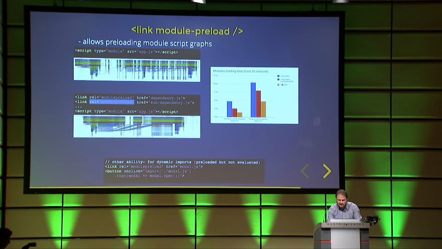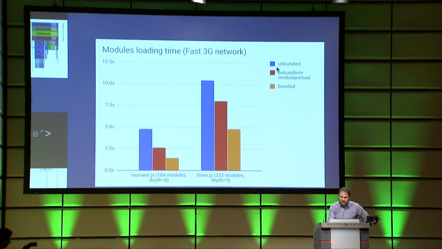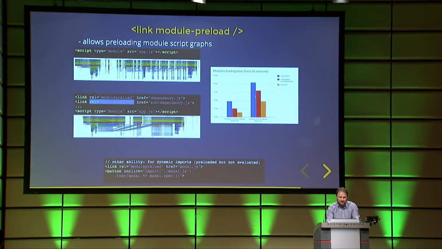Here is the dependency result. Bundled scripts are the fastest, a bit slower is unbundled plus module preload, and just unbundled scripts are terrible. So you see how much of a performance boost you get by just using module preload.